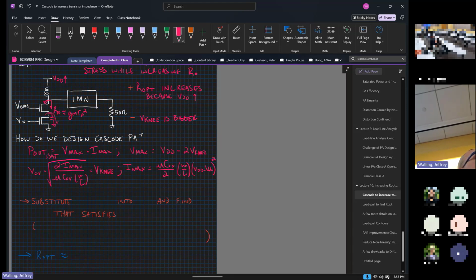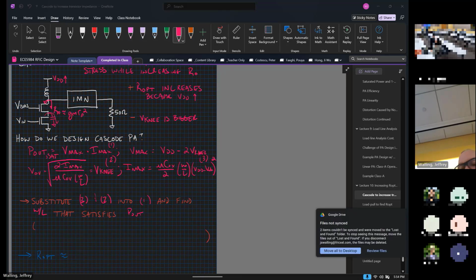So mu times C aux times W over L times VDD minus VTH squared. We'll call this equation 2, this equation 3, and this equation 1. If we substitute 3 and 2 into 1, and we find the W over L that satisfies P out, we know how to size the power transistors in the stack.